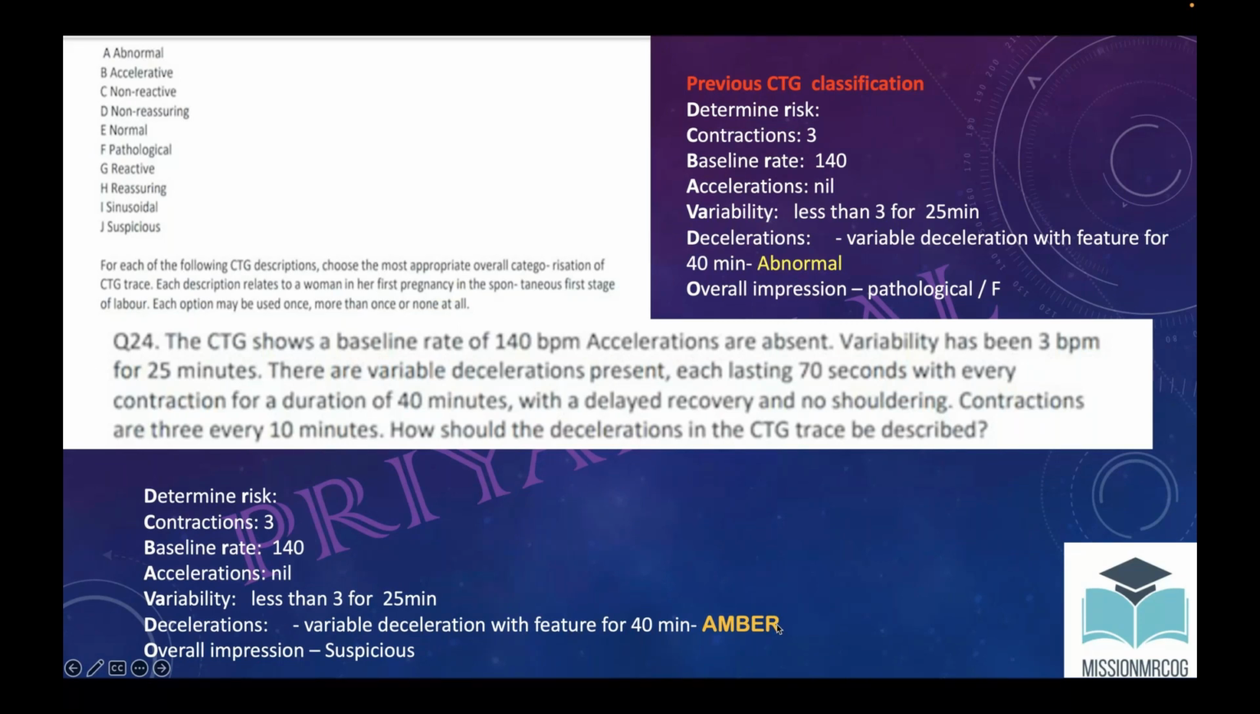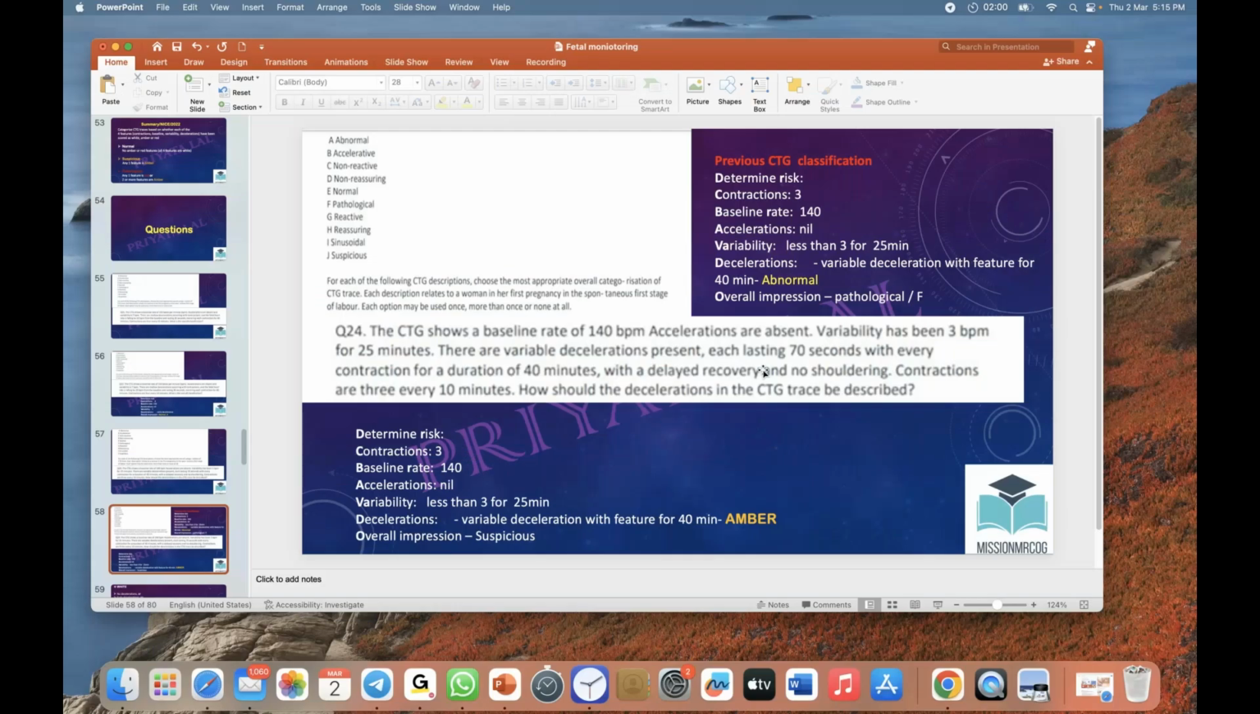Ma'am, but it is with each contraction, so it is repetitive. With each contraction, yes, these are repetitive, so this should be red only. Yes, it should be red only. So the classification answer is same, no change.